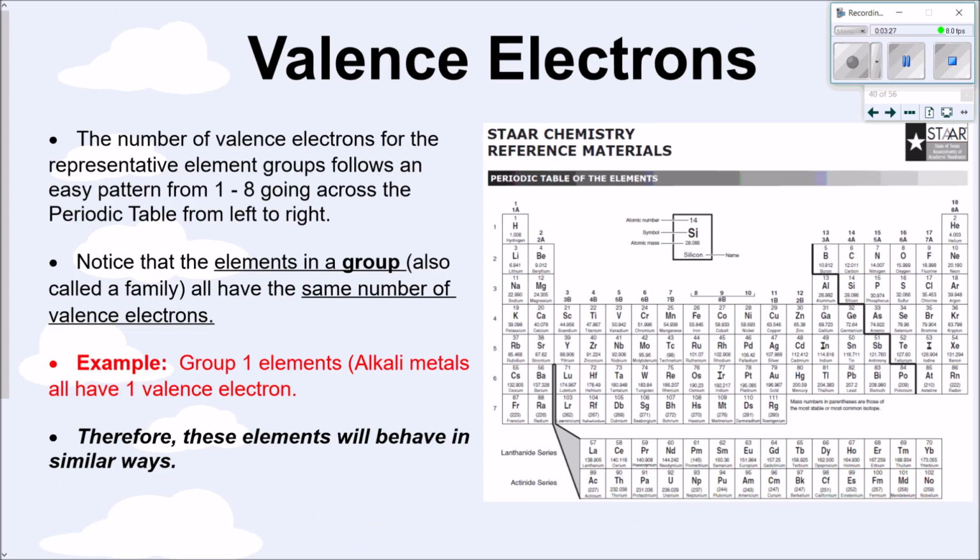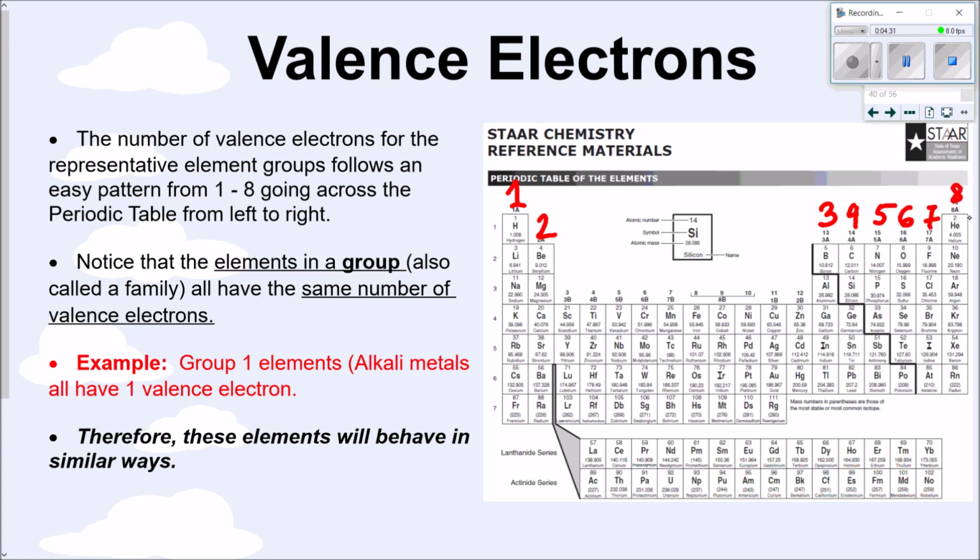Now let's talk about valence electrons on your periodic table. The number of valence electrons for the representative element groups follows an easy pattern from 1 through 8 going across the periodic table from left to right. This means that all elements in group 1 will have 1 valence electron, all elements in group 2 will have 2 valence electrons, and then we're going to skip the D block because it's a little bit more complicated, and we move on to group 13, which will actually have 3 valence electrons. Group 14 will have 4, and then 5, 6, 7, 8.